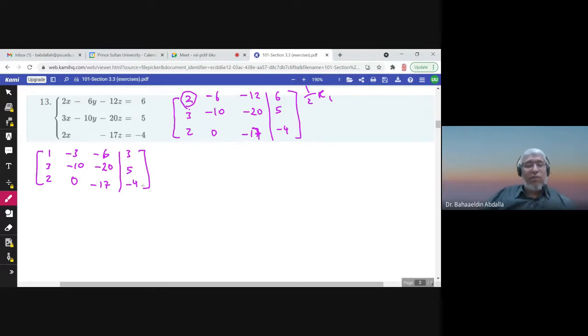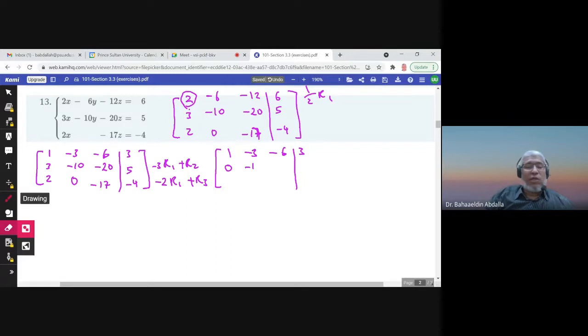Now I use the 1 in the first column to make 3 and 2 zeros. 3, so I multiply row 1 by negative 3. 2, I multiply row 1 by negative 2. These two operations will change row 2 and row 3. Row 1 is not changing. Negative 3 plus negative 3 is... 9 minus 10 is negative 1. 18 minus 20 is negative 2. Negative 9 plus 5 is negative 4.